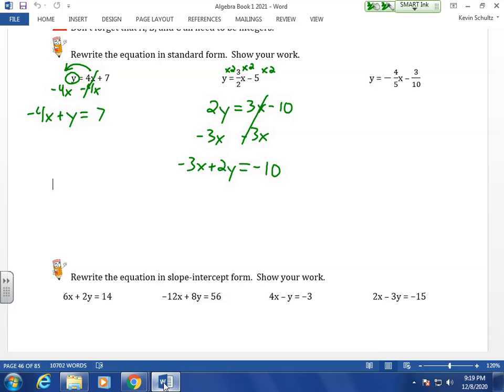The third one here has multiple fractions. So in this case, we're going to get rid of both fractions at once. We're going to look at the denominators of each of them and multiply everything by the LCD, the least common denominator, which happens to be 10. It's essentially the least common multiple of 5 and 10. What's the smallest number that both 5 and 10 can go into? That would be 10. So we're going to multiply everything by 10.